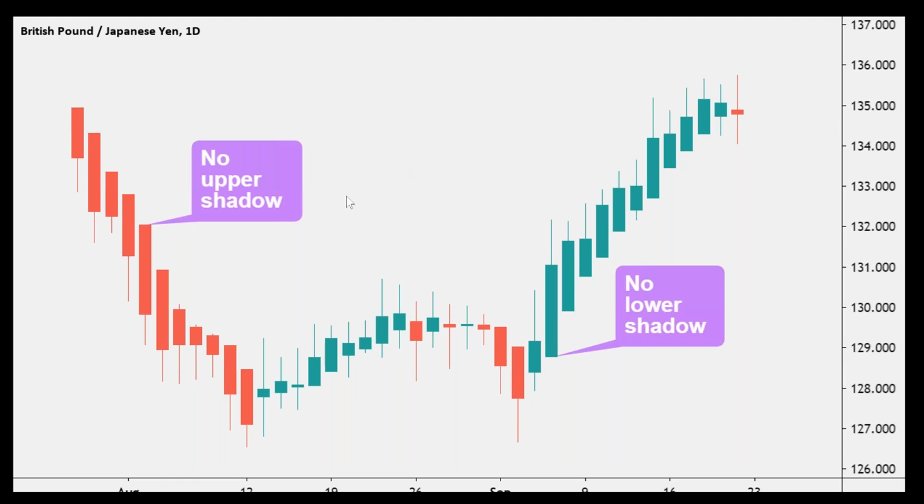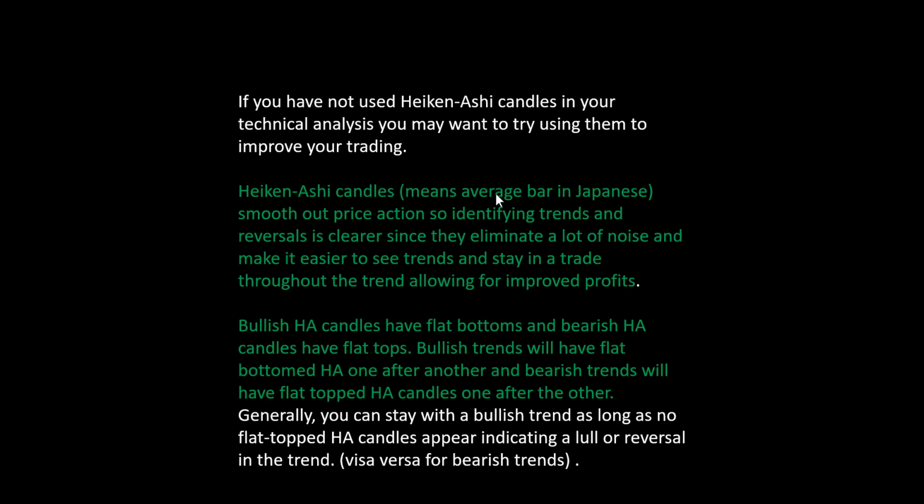This is what you're going to look for. Now on your charts, all you have to do is switch your candle setup from candlesticks to Heiken Ashi. You can flip them back and forth, and you can do that on Thinkorswim. You can do that on any charting program that you have. All right, so the Heiken Ashi candles. Now, as far as using these things, if you haven't used these in your technical analysis, you may want to try using them, because I think for entries, they're really, really good.